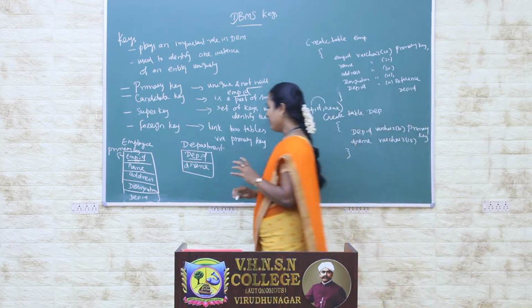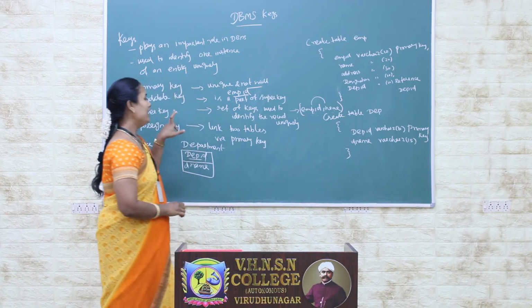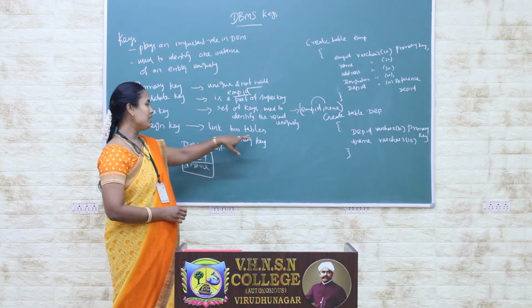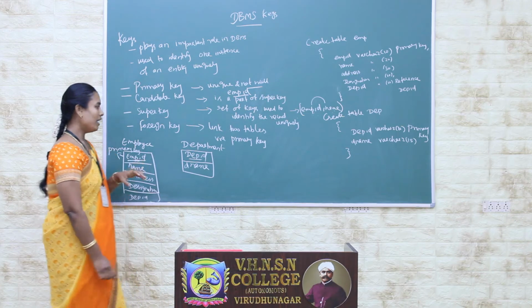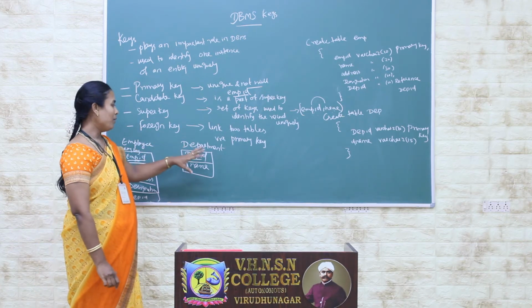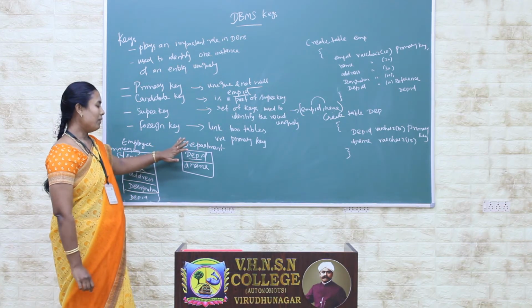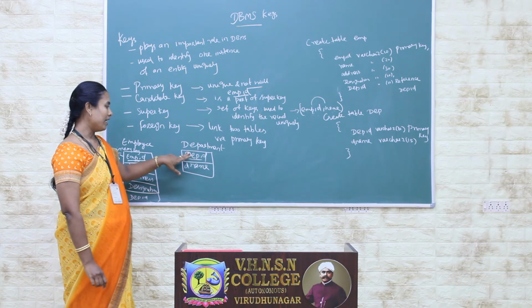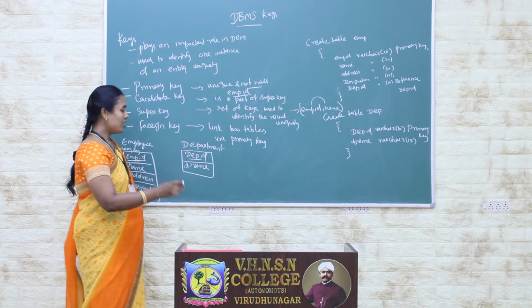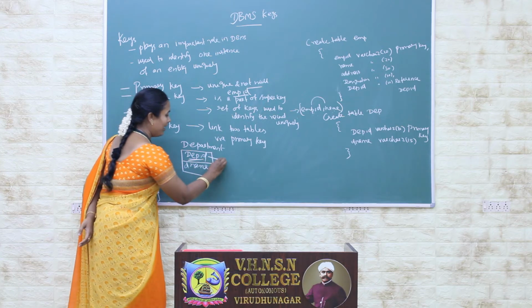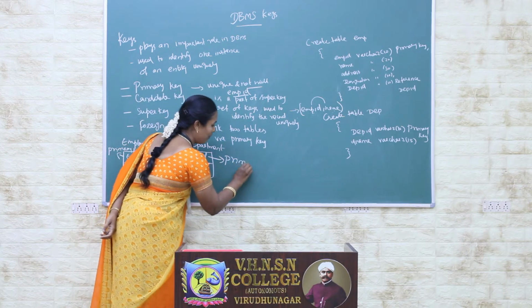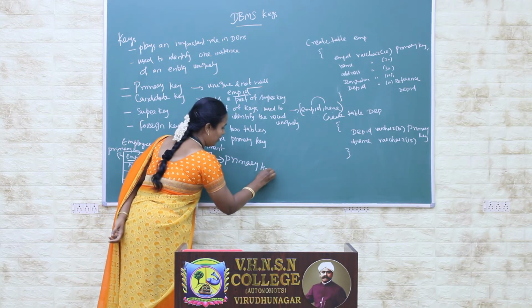Okay, then what is the last one? Foreign key. A foreign key is used to link 2 tables via a primary key. I am also choosing one more table, department. The department table contains 2 fields, department ID and department name. Here also I can underline department ID. Why? Because it acts as the primary key for this table.